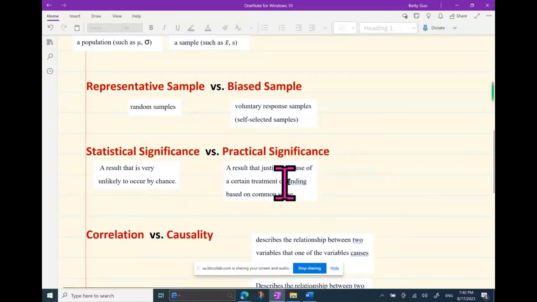Statistical significance refers to a result, or we say a result has statistical significance if the result is very unlikely to occur by chance. How do we measure unlikely to occur by chance? We normally use 5% or even less than 5%. If the probability of a result occurring is 5% or lower, we say the result is rare.